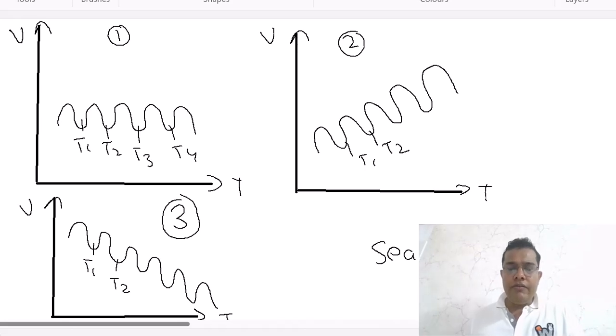So if you see the first figure, the series is purely seasonal. On our x-axis, we have time, where t indicates your time and v indicates your value. And the second one is your seasonal as well as in uptrend. And the third one, it is seasonal and in downtrend. So let's take an example.